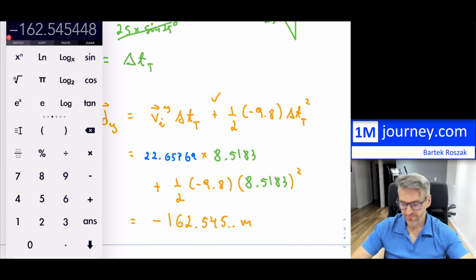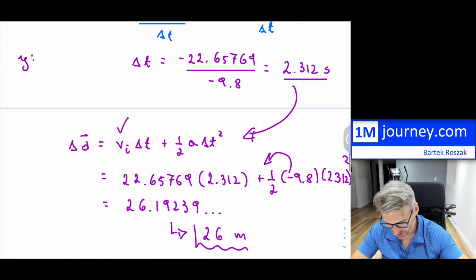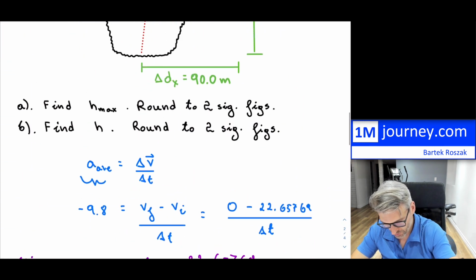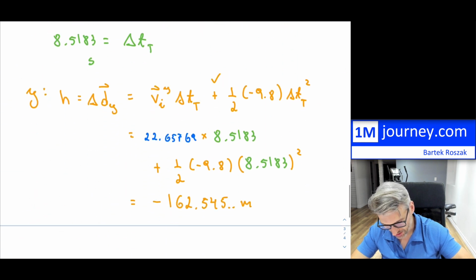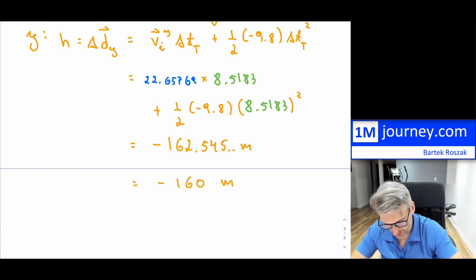There we have it. So now it's said to round, I think, to 2 significant figures. Yep, 2 significant figures. All right. So this is going to be negative 160 meters. Now, what does the negative mean?